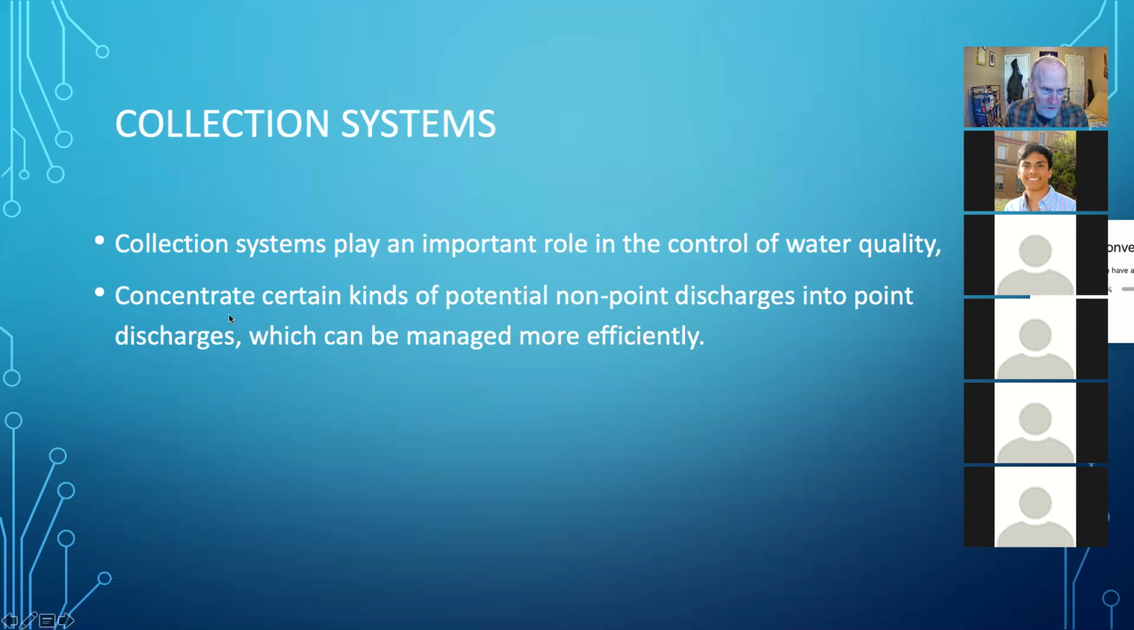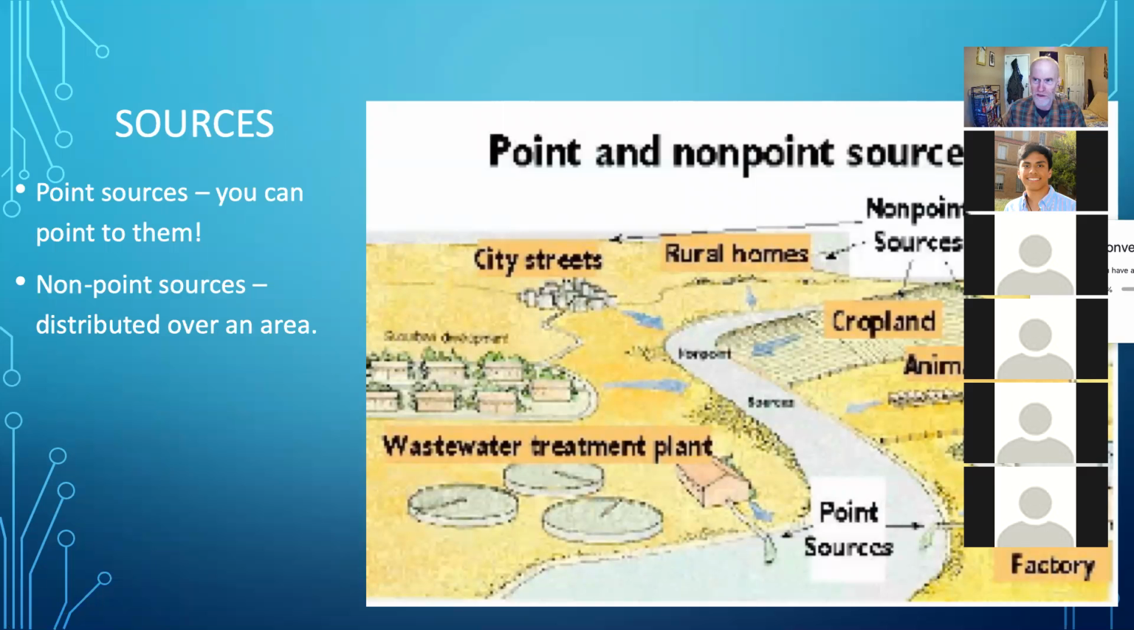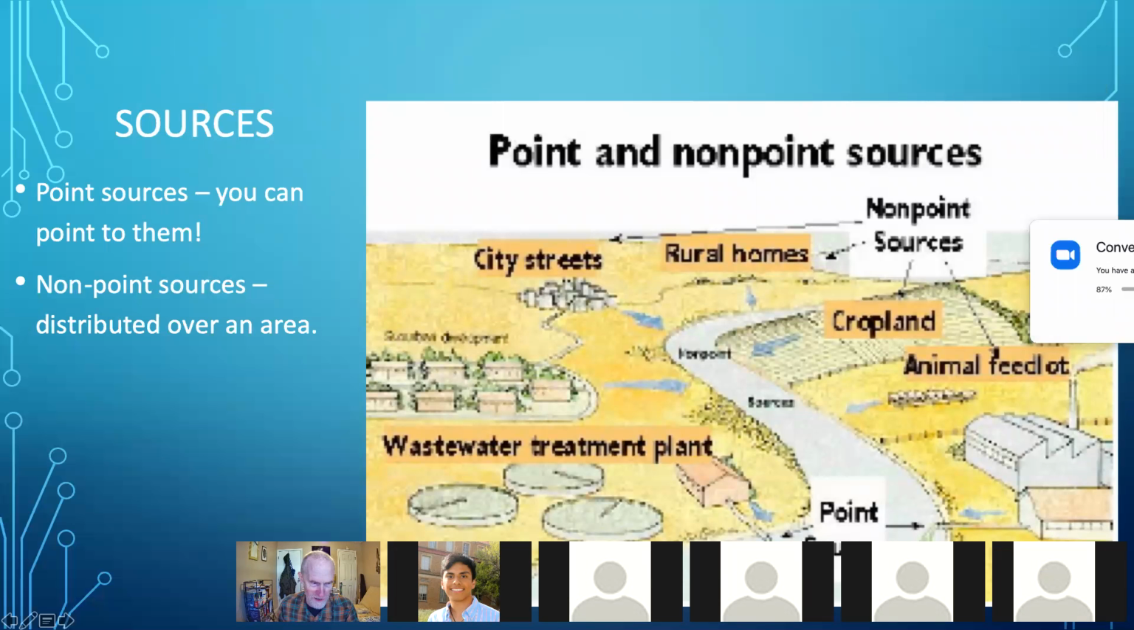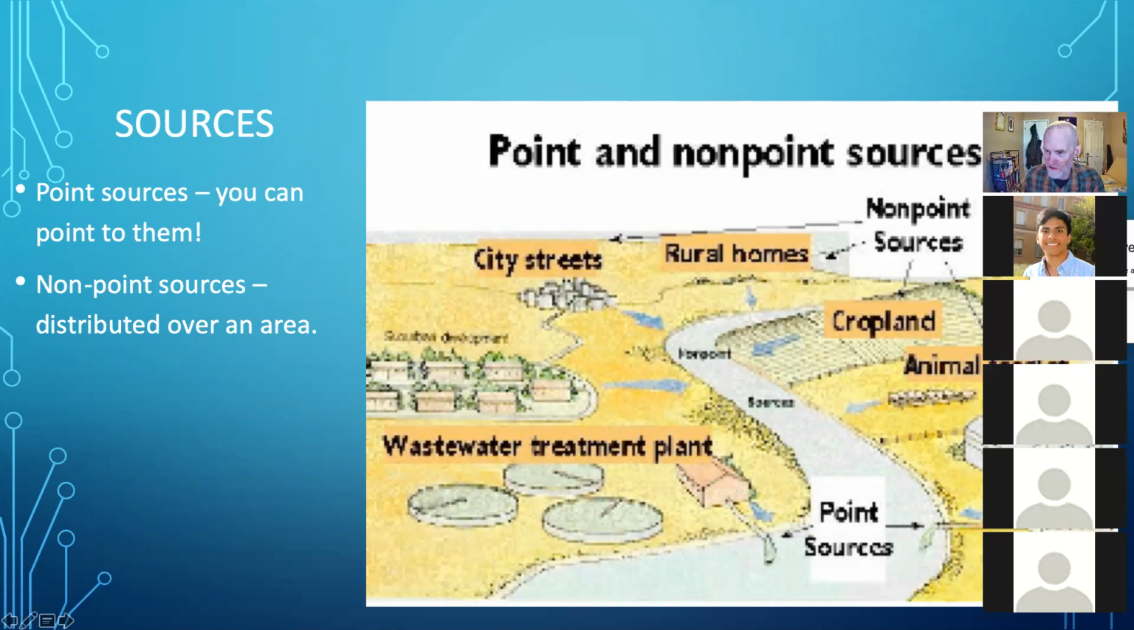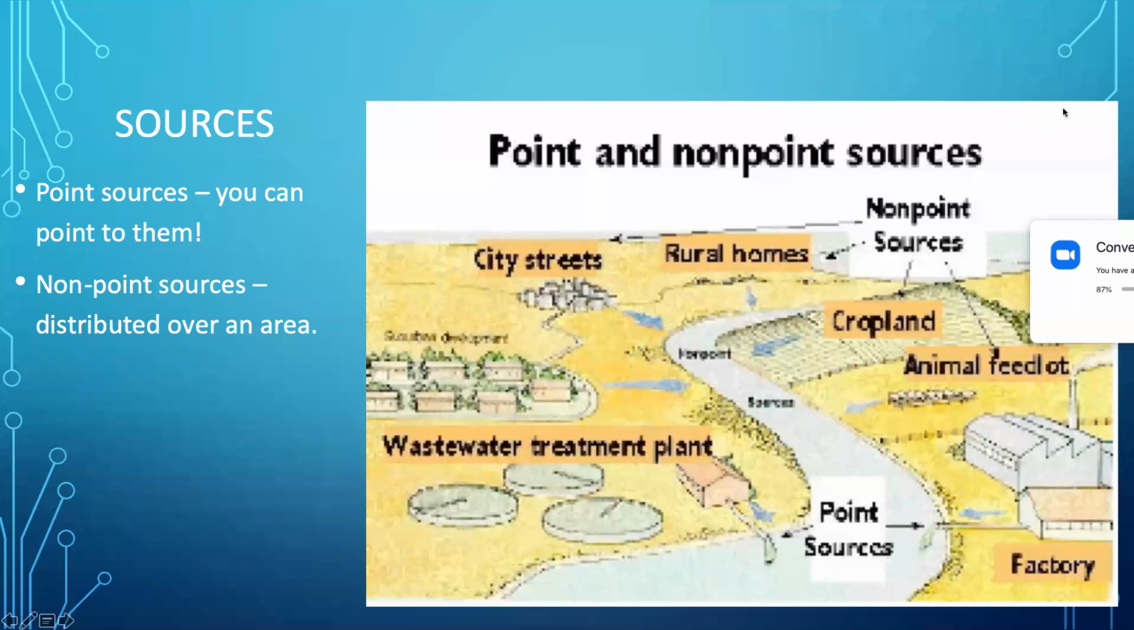What they're intended to do is to take distributed discharges or non-point discharges and concentrate them into a single point or a handful of points, which can be managed more efficiently. And so that begs the question, what are point and non-point sources? You may have had a picture like this in your environmental engineering class. You may have even had this very picture, although I doubt it, because I steal it from different places than they steal. Well, this is just not going to go away, is it? There you go.